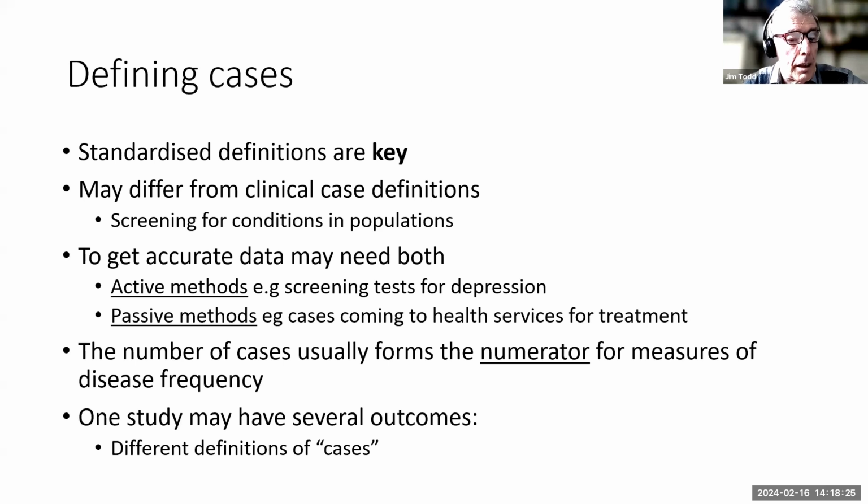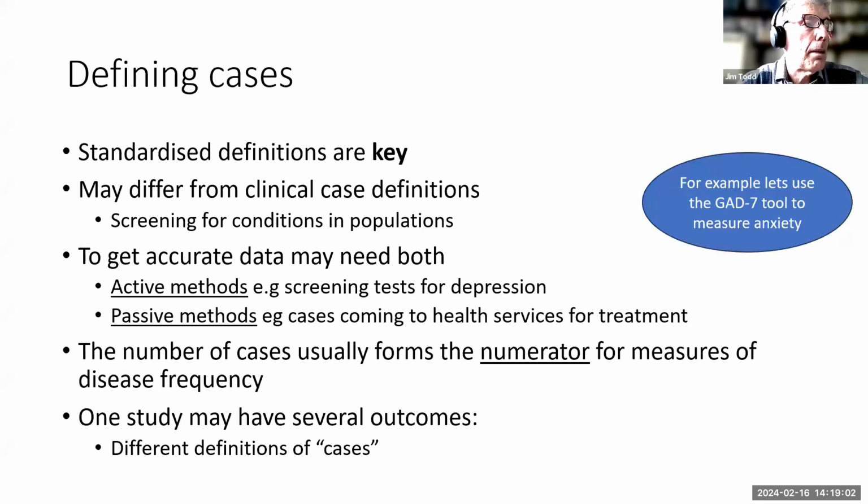The number of cases that we get usually forms the numerator in this. In other words, the number of cases is the number on top of our ratio or prevalence that we're going to get. And we'll then be able to measure that disease frequency in our population. Another point that I just want to make here is that in any study, we may have several outcomes. We might be defining cases of depression, we might be defining cases of anxiety, and we might be using several different case definitions for that.